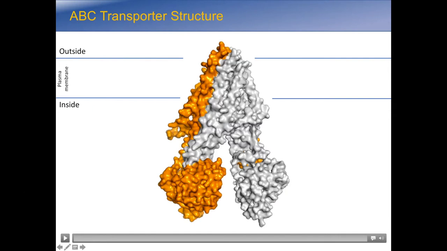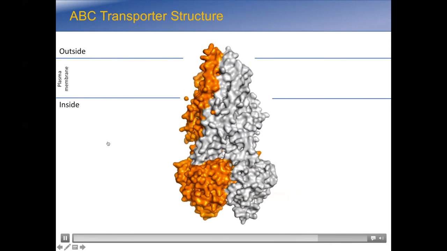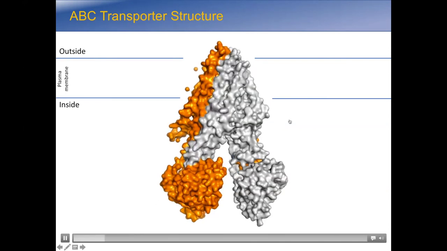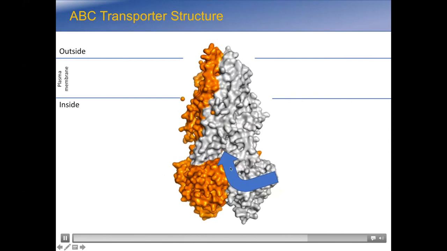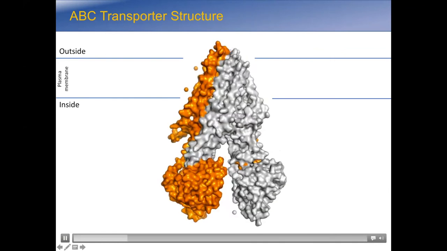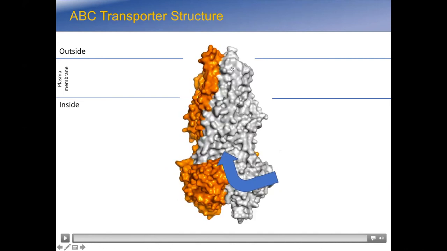And if we start with the structure of an ABC transporter where there's no ATP bound, so that the nucleotide binding domains are separate from one another, we can start to bind ATP. And what we'll see is that the nucleotide binding domains come together on the inside of the cell. And as we do that, we basically can take a substrate that binds in this hole at the very beginning of the movie, and it enters this cavity and gets pushed through a tunnel so that it can emerge on the outside of the cell.